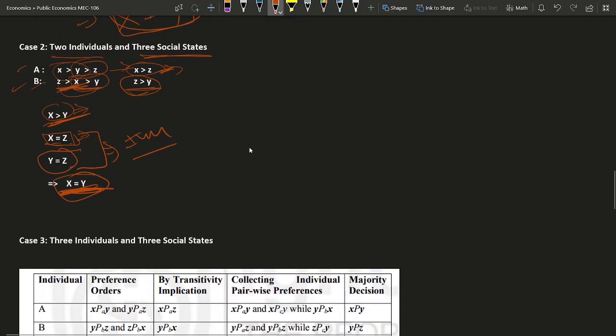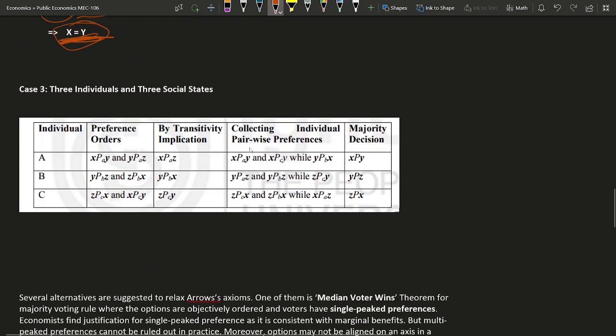The next one is three individuals and three social states. Suppose there are three individuals A, B and C. A's preference is X over Y, Y over Z, and using transitivity, X over Z. For B, Y is preferred over Z and Z is preferred over X, and using transitivity, Y is preferred over X. For C, Z is preferred over X and X is preferred over Y, and using transitivity, Z is preferred over Y.